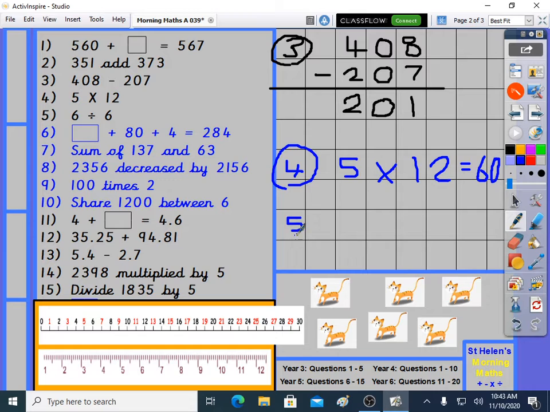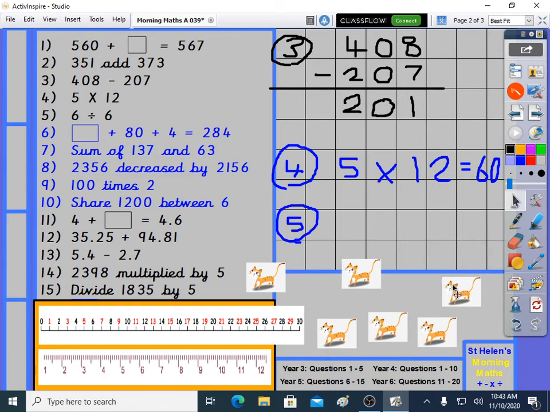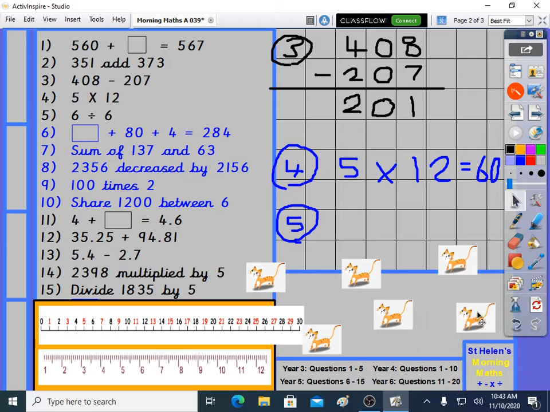And question 5 is dividing. 6 divided by 6. That means you have to get these 6 cats, put them into 6 groups. 1 group, 2 groups, 3 groups, 4 groups, 5 groups, 6 groups. There's only going to be 1 in each group, isn't there? 6 shared between 6 is 1. If you had 6 sweets and you share them out between 6 children, each child would only get 1 sweet.